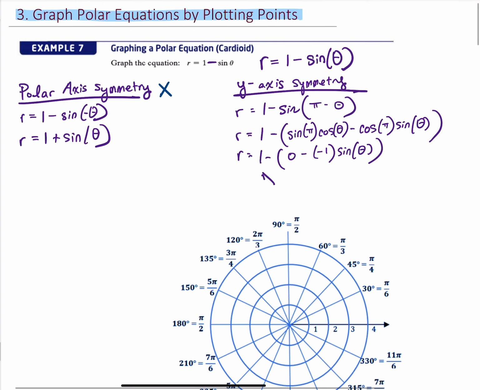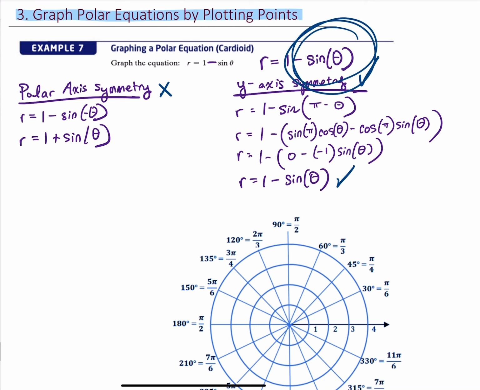So notice this is 1 minus positive sine of theta because of the double negatives. So we get just 1 minus sine of theta, which is our original equation. So we should expect to see some symmetry across the y-axis, which we can also just see because we're dealing with the sine. It'll produce the same values if we replace theta with pi minus theta. But you can always take the more analytical approach and use the angle addition and subtraction identities.